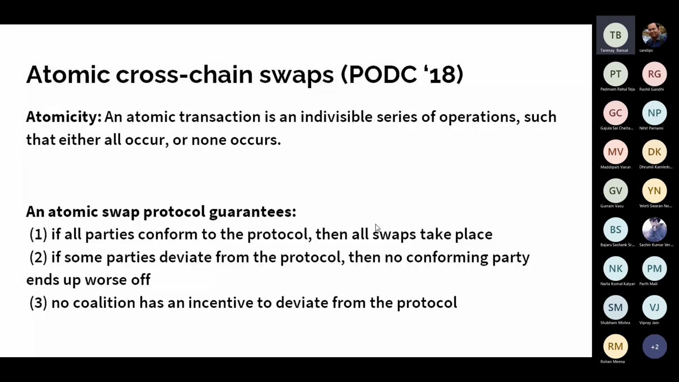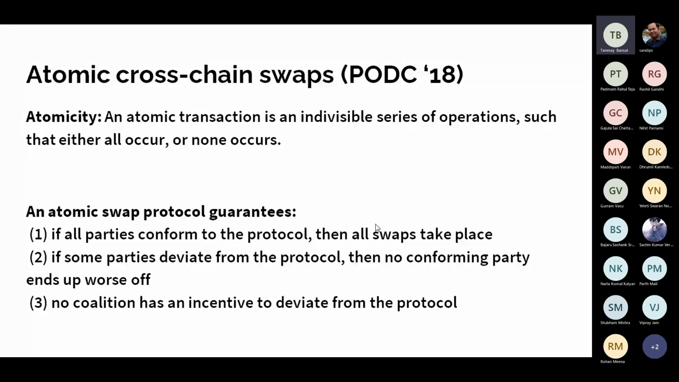So it is important that if we follow the protocol, then the swaps will indeed take place, and there would not be any issue. Also, if some parties deviate from the protocol, say there are 3 parties involved, and one of them deviates but the other 2 conform. So we have parties A, B, and C: Alice, Bob, and Carol. If all of them conform to the protocol, then the swaps will take place.